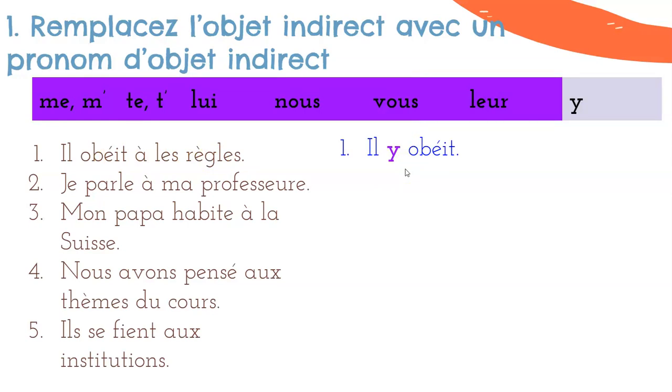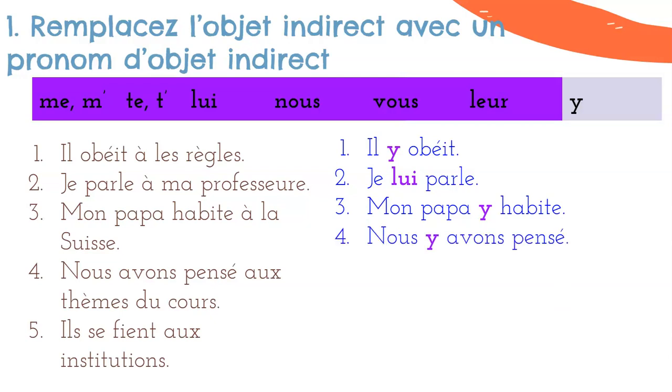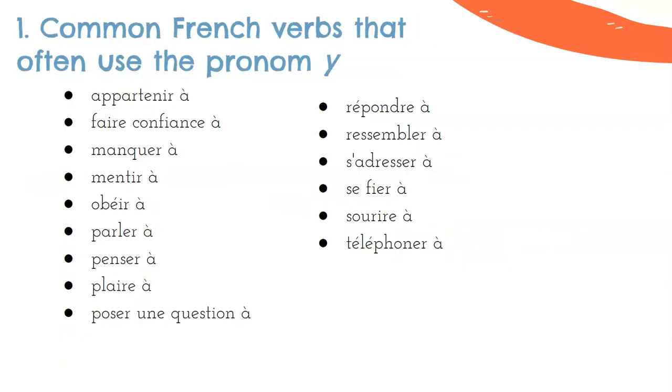All right. Number 2, we have a person, so we are going to stick with je lui parle instead of j'y parle, right? Because you're not talking about something, you're talking to someone, so je lui parle. Mon papa y habite. Nous y avons pensé. Et il s'y fie. Voilà.